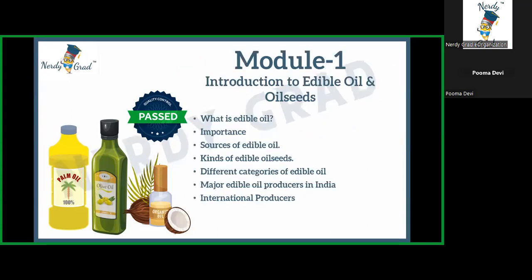This is module 1. The topic for module 1 is Introduction to Edible Oil and Oil Seeds. In this, we are going to see contents about what is edible oil and the importance of it, sources of edible oils, kinds of the edible oil seeds, different categories of edible oil, major edible oil producers in India, and international producers of edible oil.